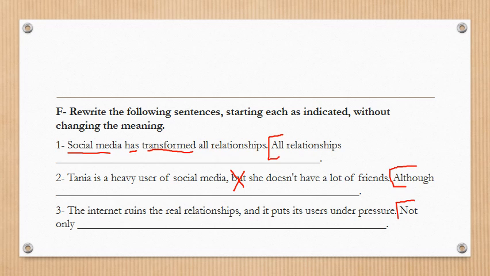Not only. Remember, when you have the correlative conjunctions, not only, you need but also. Not only, we don't have a helping verb, so we need to add the verb to do in the present simple because ruins is in the present simple. Not only does the internet ruin, base form, the real relationships, but also it puts its users under pressure.